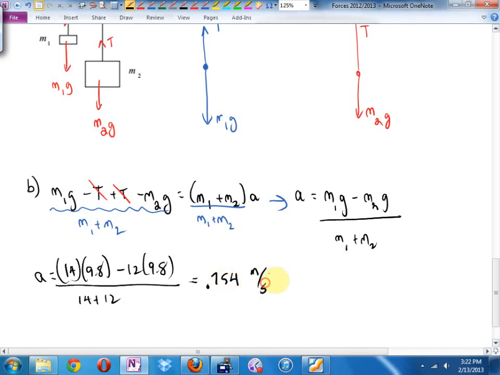Acceleration is meters per second squared. Is that a very big acceleration? No. Are the two masses almost identical? Oh, in fact, it's almost able to stay. If it was 12 and 12, it would happily stay at whatever alignment we put it in, just like with my little toy here.